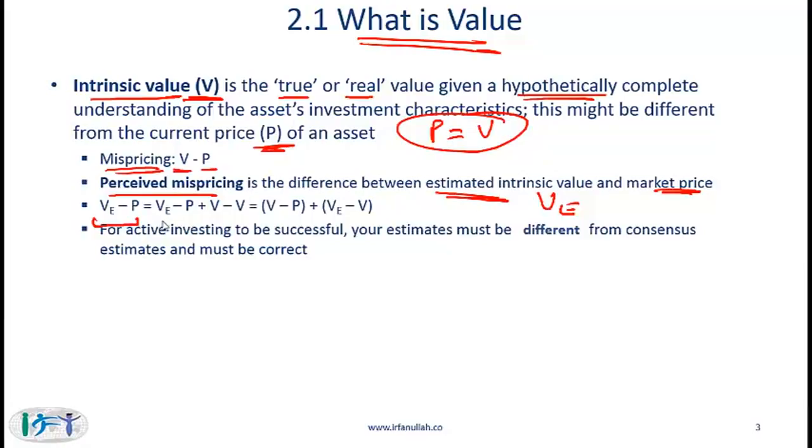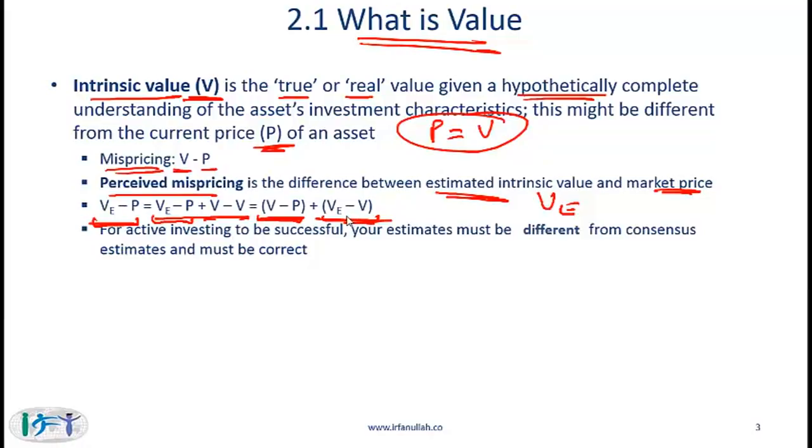And if we do a little bit of algebra, we say that this is equal to the same thing plus V minus V. So algebraically we are covered. And then this expression can be divided into two components, V minus P and VE minus V. What is this telling us? This is telling us that the perceived mispricing has two components. One is the actual mispricing, which we cannot be completely sure about, and the other is the difference between the value that we are estimating and the true value.